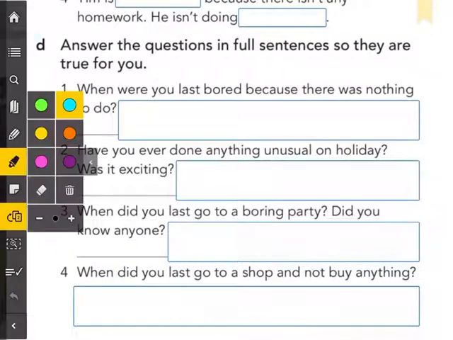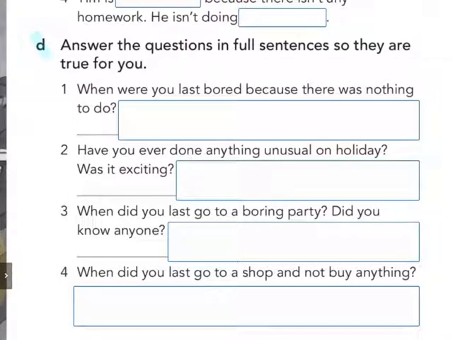One more. Letter D. It says, answer the questions in full sentences, very important, so that they are true for you. Let's see. Number 1. When were you last bored because there was nothing to do? Oh, quite recently. Number 2, have you ever done anything unusual on holiday? Was it exciting? Ooh, I want to know that. What about number 3? When did you last go to a boring party? Did you know anyone? And number 4, when did you last go to a shop and not buy anything?